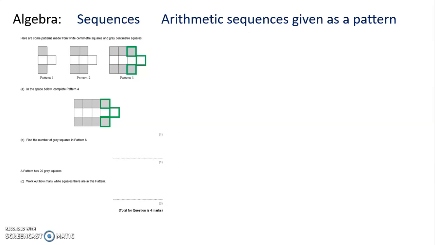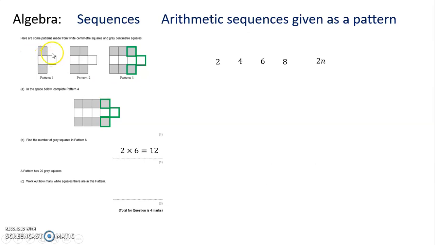Right, part B says find the number of grey squares in pattern number 6. So again, a couple of ways of doing this. Number 1 is to actually write out in numbers the sequence of grey squares. So pattern 1 we've got 2, pattern 2 we've got 4, pattern 3 we've got 6, and then pattern 4 down here we've got 8. And that is the 2 times table. And we know that the nth term for that is 2n. And therefore the 6th pattern will be 2 times 6, which gives me 12.